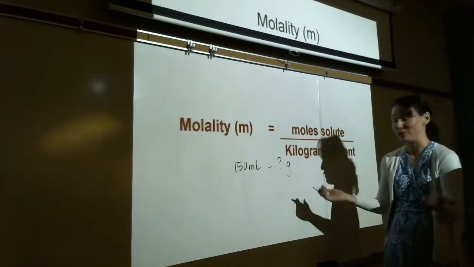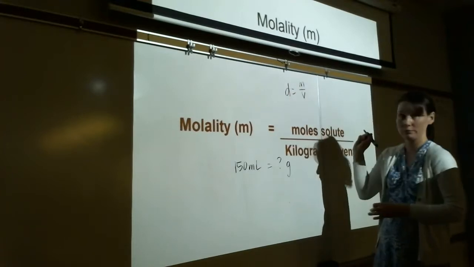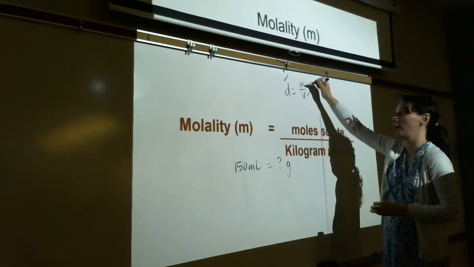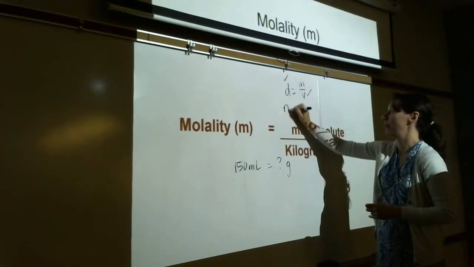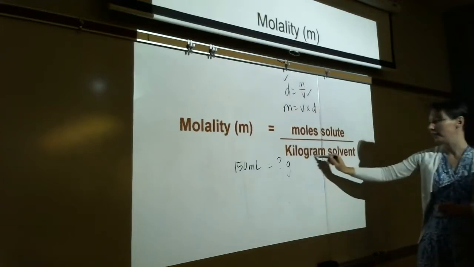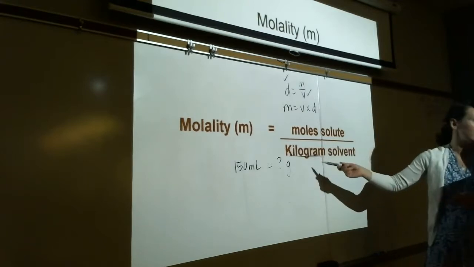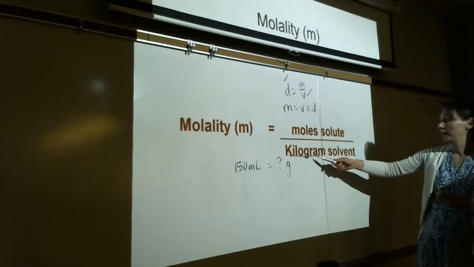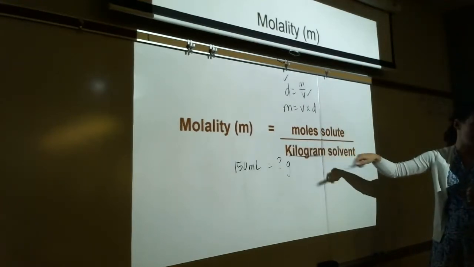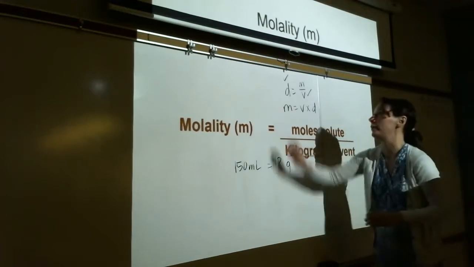How do I turn a volume into a mass? If density is equal to mass over volume, and I know the density, and I know the volume, how would I get mass? Mass would just be volume times density, okay? So to get kilograms of that solvent, if it's given to you in milliliters or liters or whatever, you have to use the density to turn a volume into a mass.